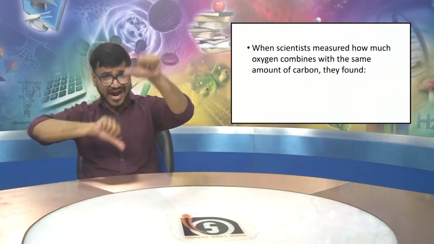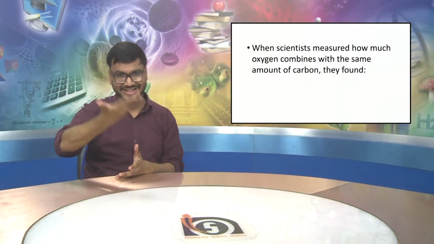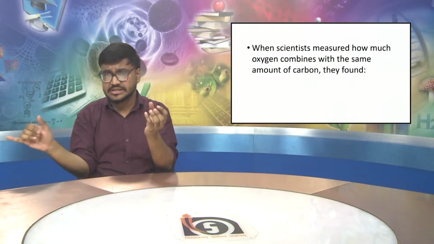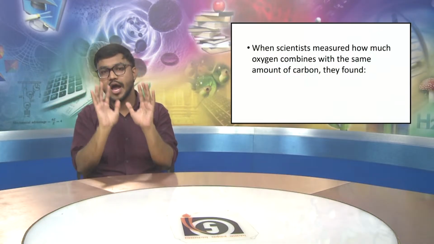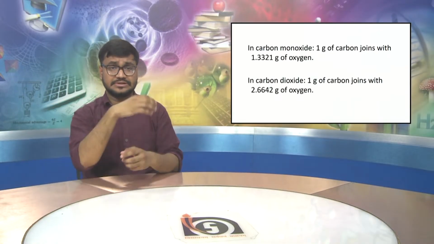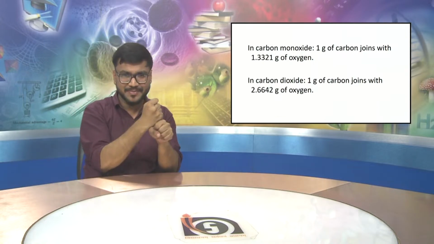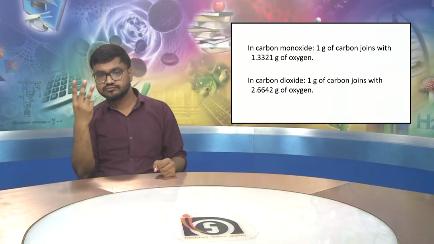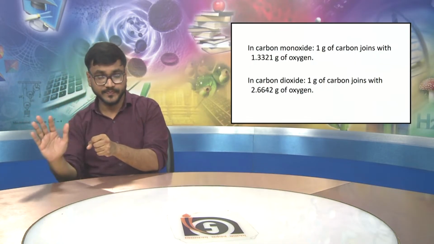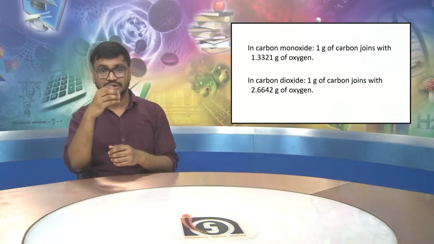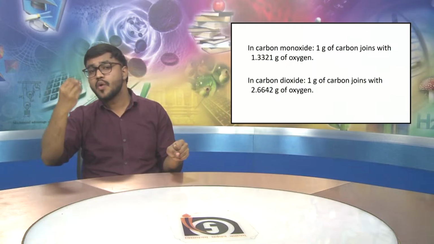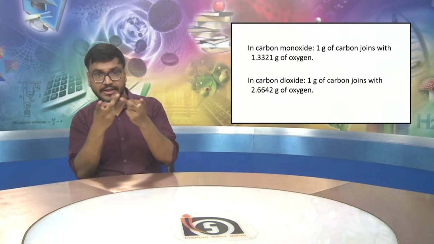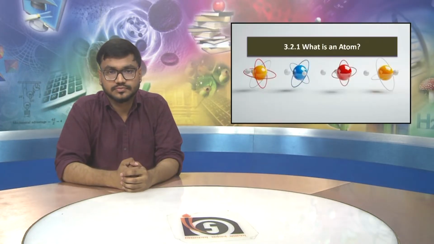When scientists measured how much oxygen combines with the same amount of carbon, they found in carbon monoxide 1 gram of carbon joins with 1.3321 gram of oxygen, and in carbon dioxide 1 gram of carbon joins with 2.6642 gram of oxygen.